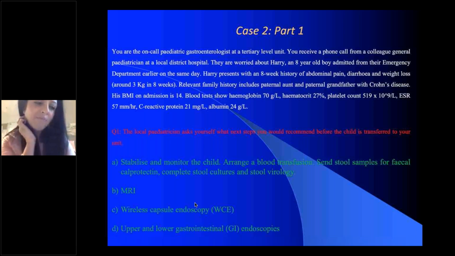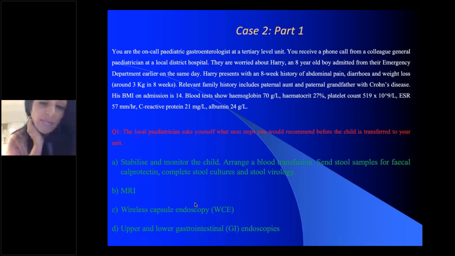So you are the on-call pediatric gastroenterologist, and you get a phone call from the DGH about Harry. He's 8, he's coming to A&E. He's had 8 weeks of abdominal pain, diarrhea, weight loss. He's lost 3 kilos in the last 8 weeks. He has a family history of Crohn's disease. His BMI is extremely low at 14. He's anemic with a Hb of 7, low hematocrit, high platelets, high inflammatory markers, and an albumin of just 24. So the local pediatrician is asking you what you would recommend before the child comes over to you. So what would you do, A, B, C, or D?